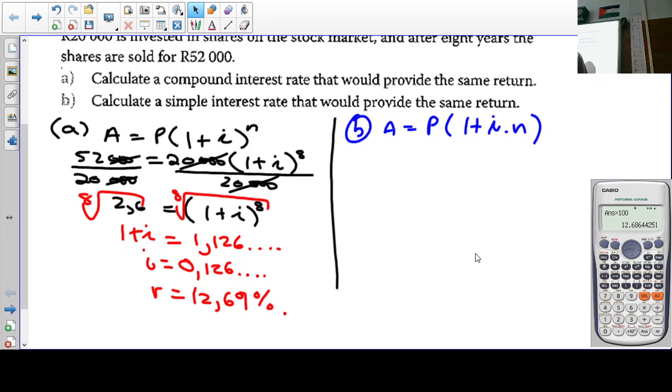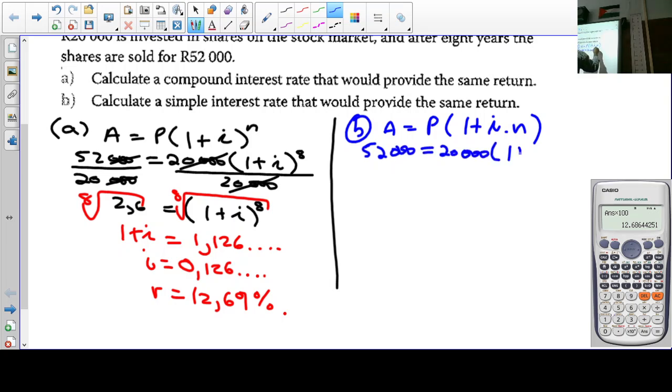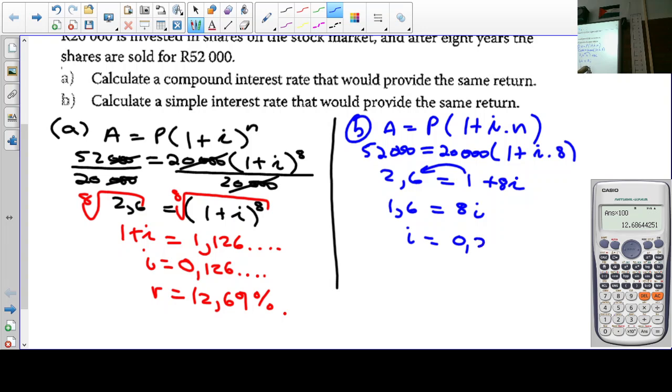So let's cover this calculation quickly. We are told A is 52,000, equals 20,000 into 1 plus I times 8. So I divide by 20,000 first. So I get 2.6 equals 1 plus 8I. So minus 1. So 1.6 equals 8I. So I is going to be 0.2. You multiply that by 100. 20%.